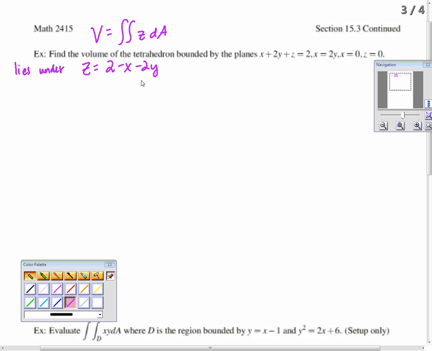But it also says z equals 0, and z equals 0 is the xy plane. That's going to be part of my domain, right? What is this right here? It's a plane, right? So I have, you just have like 4 planes.